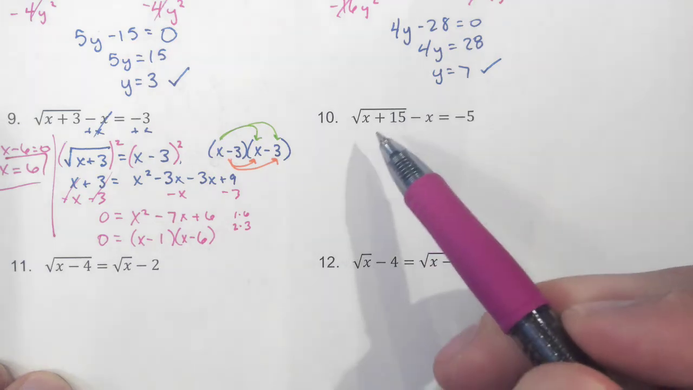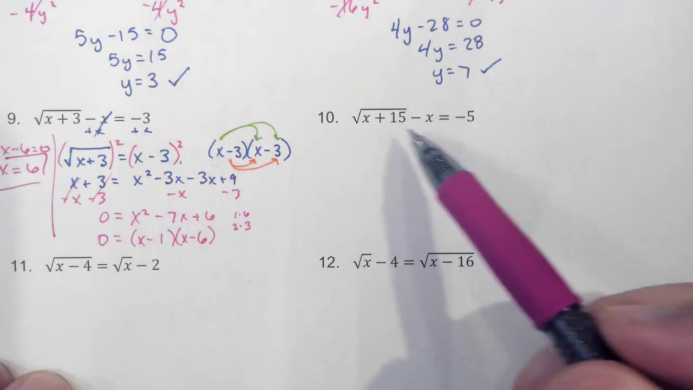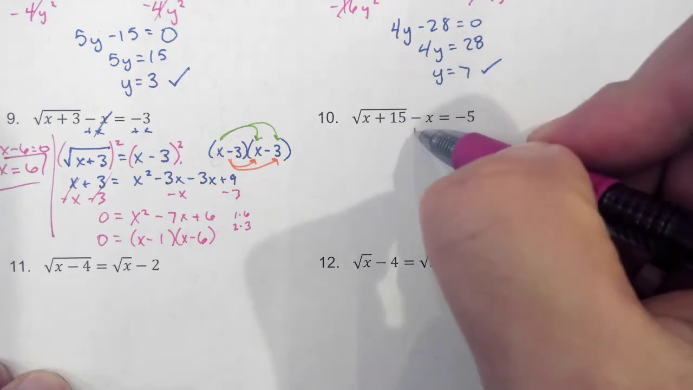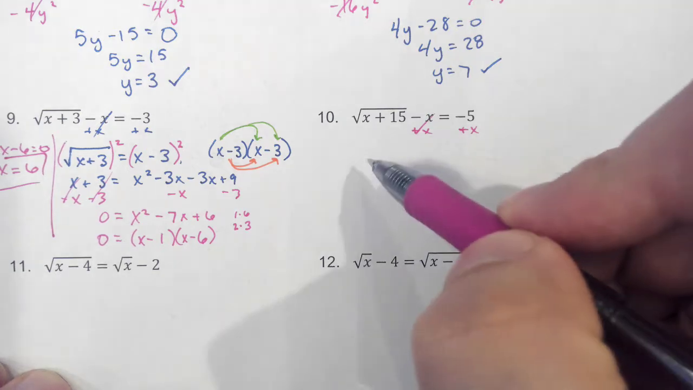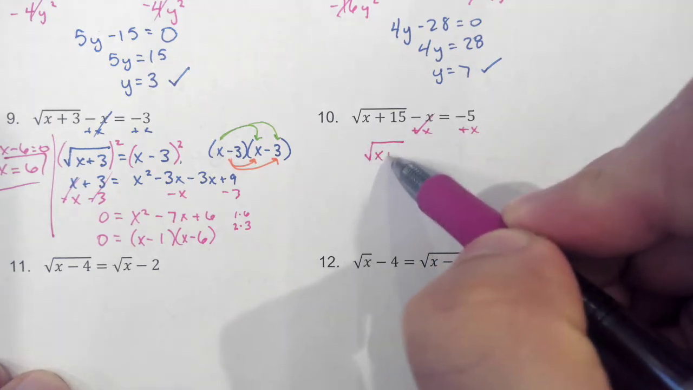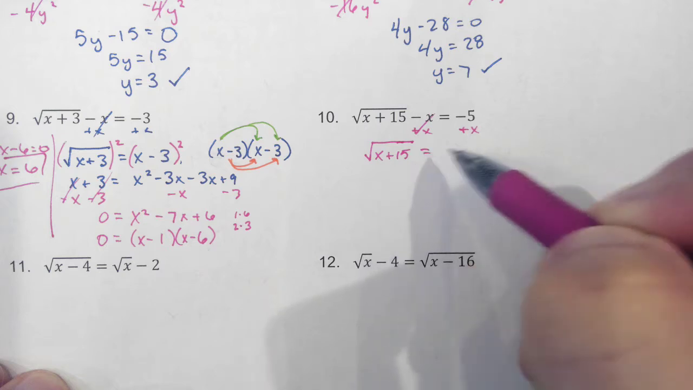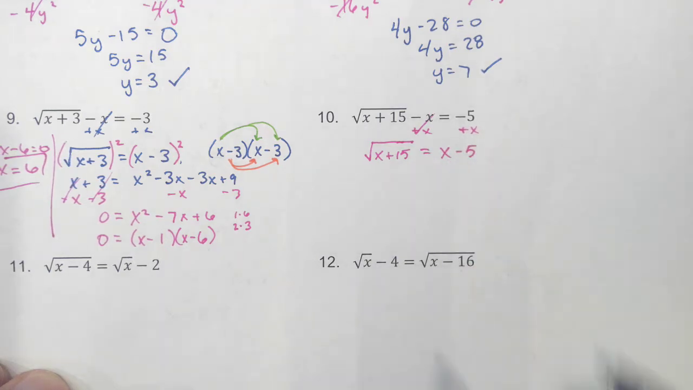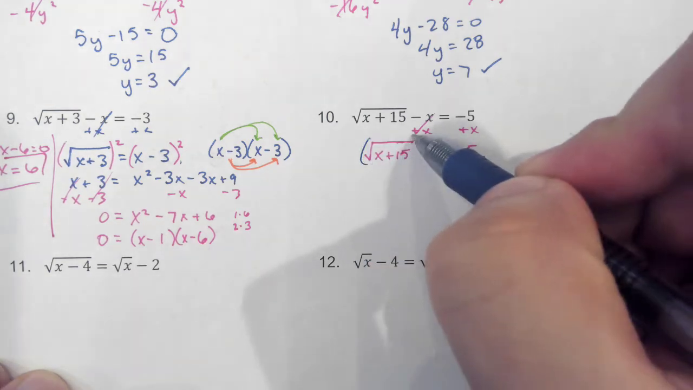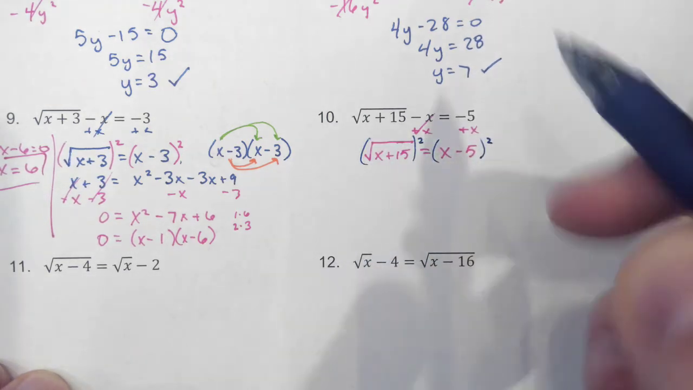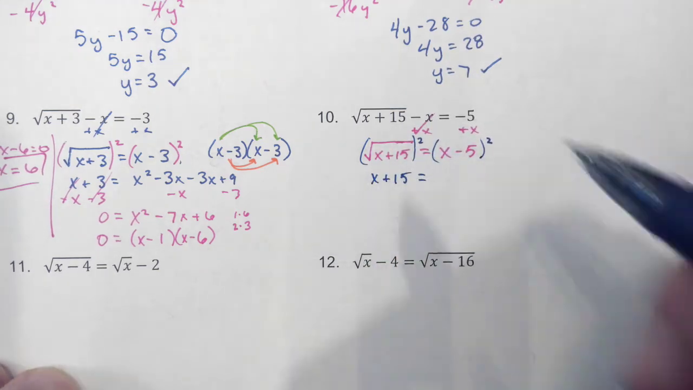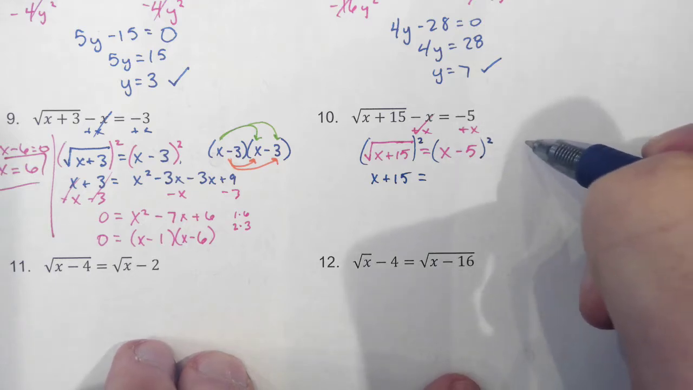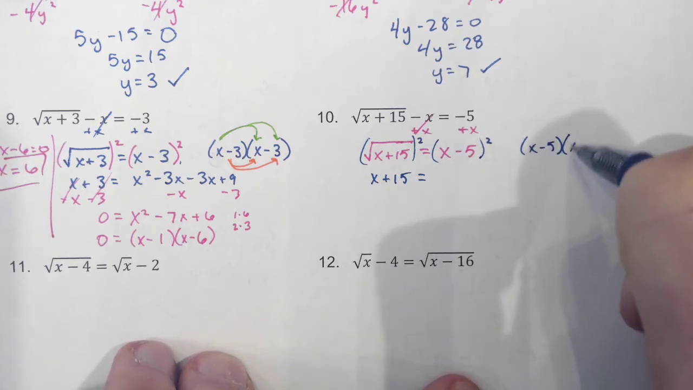So with 10, much like number 9, we have to isolate this radical. We do that by adding x to both sides of the equation. So I'm going to have the square root of x plus 15 equals, in the correct order, x minus 5. So we're going to take and square both sides of that equation. That square and square root will cancel, so we're going to have x plus 15 equals, this one we're going to have to multiply out, x minus 5 times x minus 5.